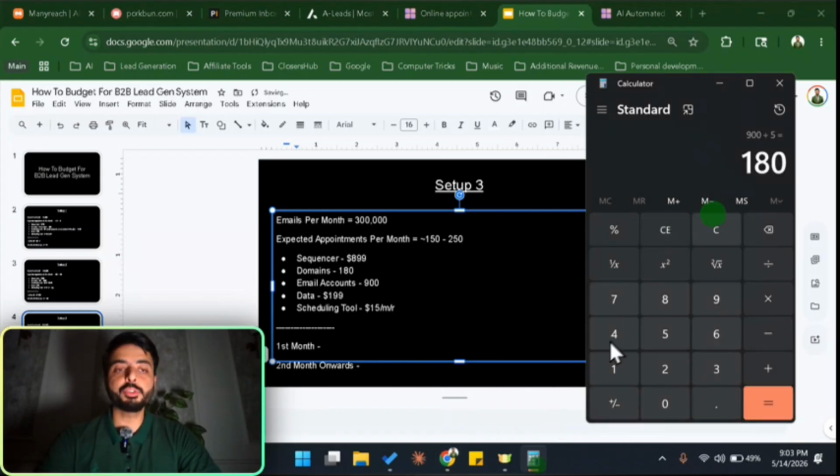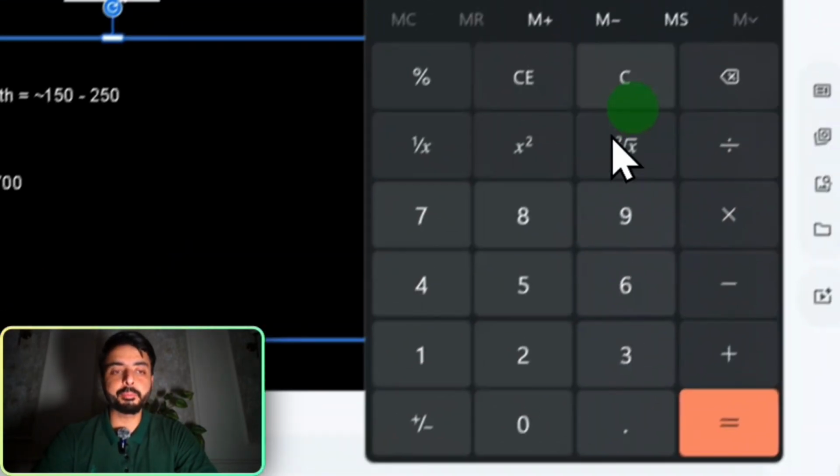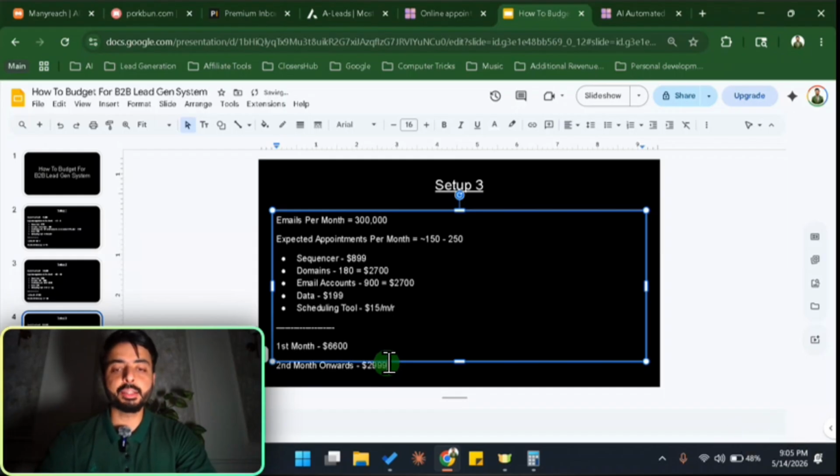So let's calculate how much you need to invest the first month to build the system. The first month you need to invest almost $6,600 because 180 domains are going to be around $2,700. But this is an annual charge, this is not monthly. And 900 email accounts are going to be $2,700 every month. So your first month investment is going to be $6,600, and second month onwards you'll have to pay only $2,099, which essentially is $3,000. So on an ongoing basis, you invest $3,000, which will give you 150 to 250 appointments every month.